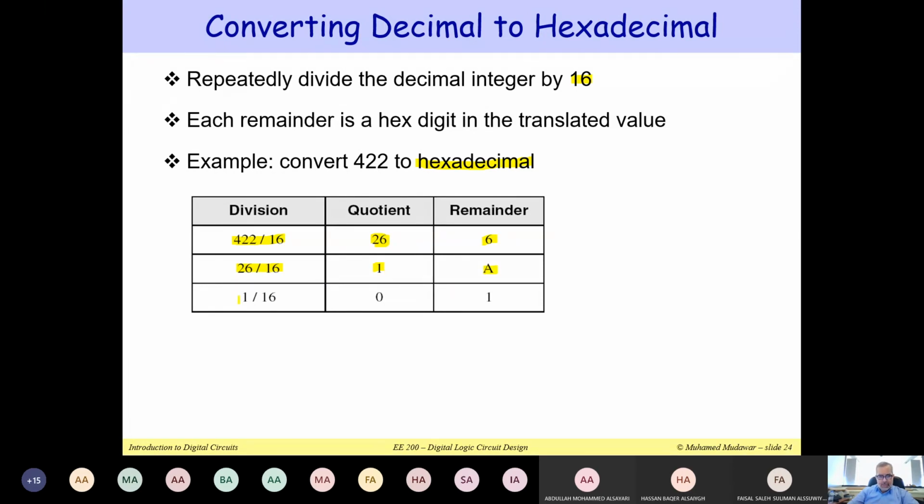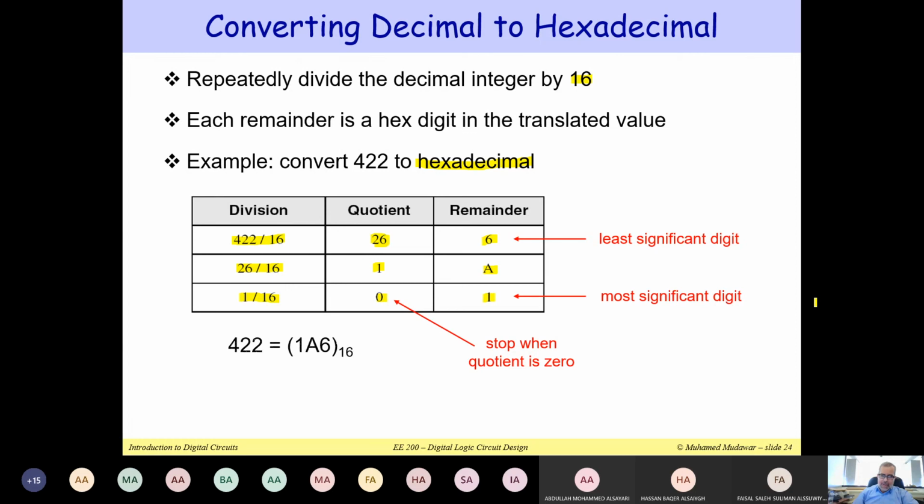Finally, you take this 1 and divide it by 16. Now, when you divide 1 by 16, you get 0 point something. But that's 0, integer division. And the remainder is the 1. So therefore, the least significant digit here is the 6. The most significant digit is the 1. And you stop when the quotient is 0. So we can now write that 422, this decimal number, is equal to 1A6 in hexadecimal, radix 16.